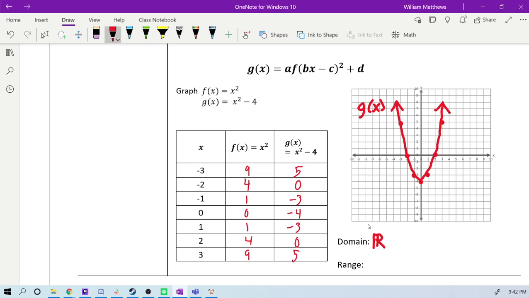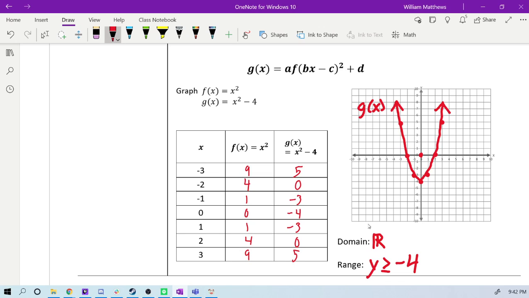But the same cannot be said for range. On our parent function, the lowest value started from the origin, and it was everything above that. So it was y was greater than or equal to 0. Now, because we moved it down, we shifted down 4 units, our lowest value was also shifted down, giving us a range of y values greater than or equal to negative 4.